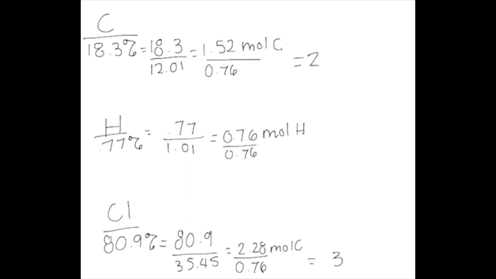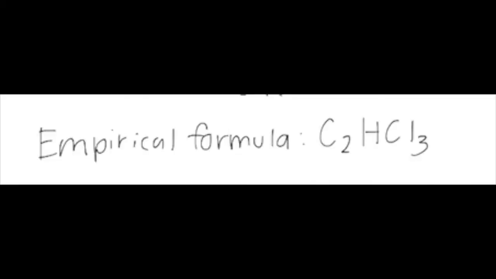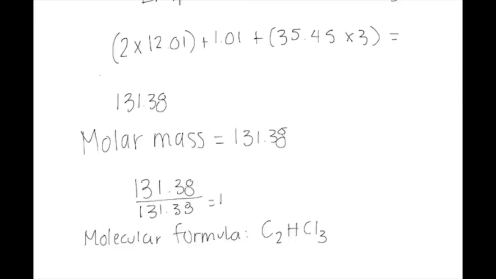Now we have to divide each number by the smallest number on there, which is 0.76. So we divide 1.52 moles of carbon by 0.76 and get 2. And then for hydrogen, 0.76 divided by 0.76 is 1. Then for chlorine, 2.28 moles divided by 0.76 is equal to 3. So from the numbers that we just got, we can say that in J there are 2 carbons, 1 hydrogen, and 3 chlorines. So then our empirical formula would be C2HCl3.